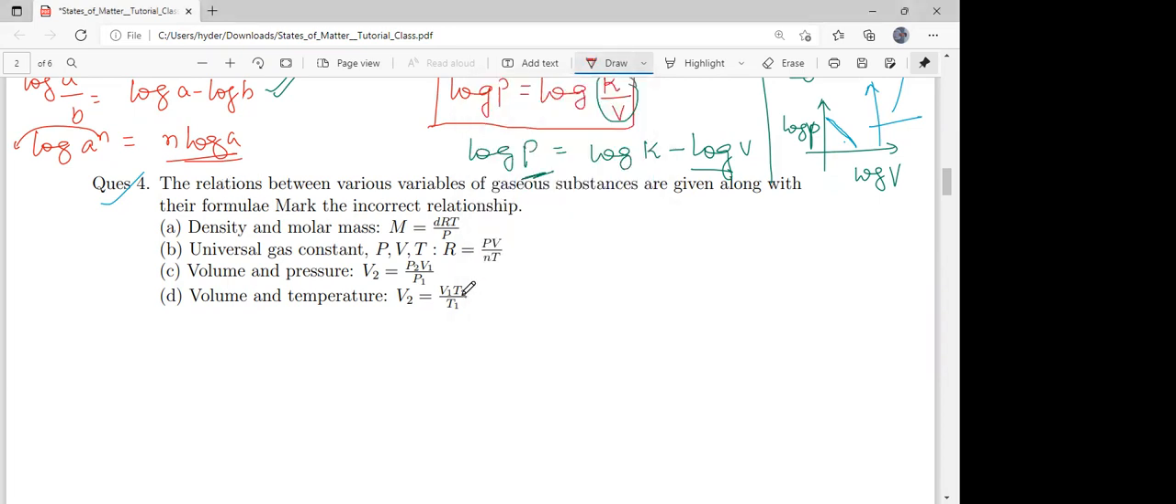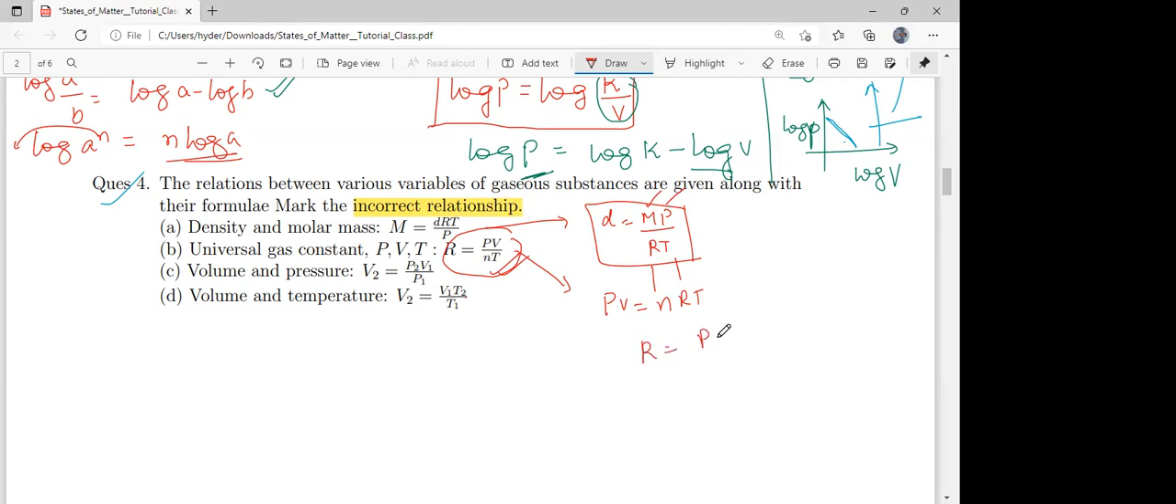Okay, look here. It is given that we need to find the incorrect relationship. Okay, very good. Everyone done with this question. You know the formula: density is equal to MP upon RT, where M is molar mass, P pressure, R the ideal gas constant, and T temperature. This is basically a modification of the ideal gas equation PV equals nRT. So you can find the value of R, that it will be equal to PV upon nT. And this is the alternate form of Boyle's law: d is equal to MP upon RT, the relation between density and pressure.